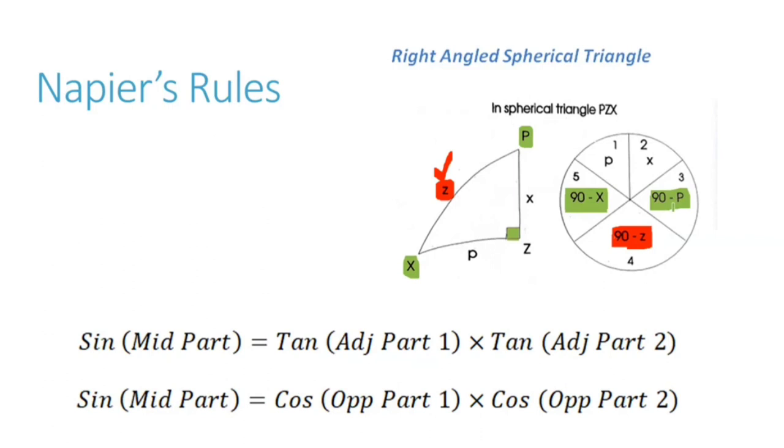What do adjacent and opposite mean? If you pick any part, let us say I pick up this part number 3. Now two parts are sharing their boundary with this part. Number 2 part and number 4 part, these two are touching their sides with number 3. So they are known as adjacent parts.